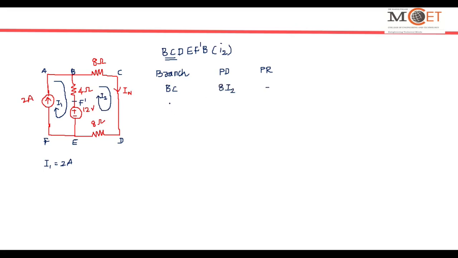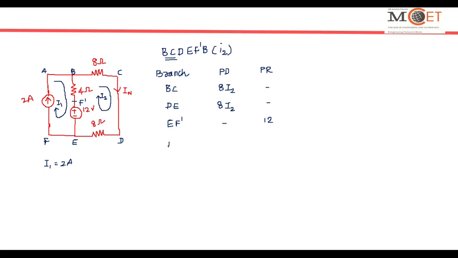And C to D, no element present, so I leave it. D to E, current also flows from D to E. So I am also moving from D to E, and current is also flowing from D to E. So it is again 8 I2, again a potential drop. Then E to F dash, I2 is flowing from minus to plus, so it is a potential rise. So 12 volt is a potential rise.